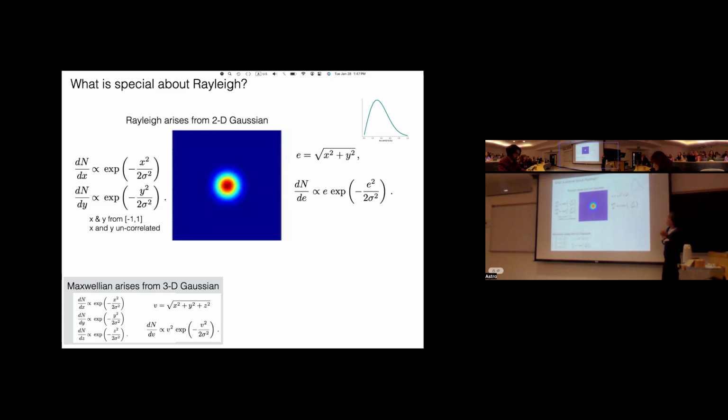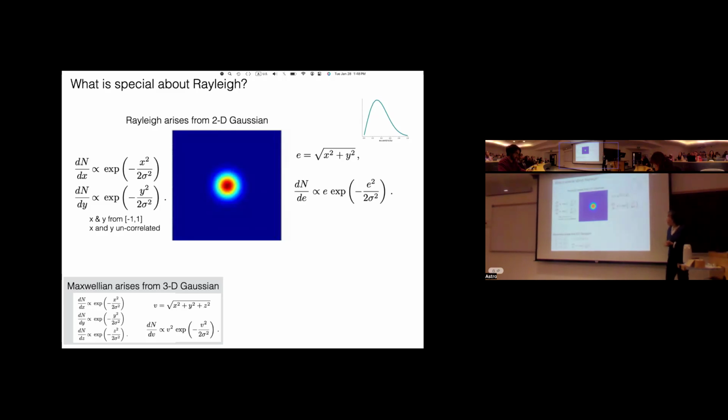Why do I want to bring this in? By the way, for students who are more familiar with this, it's something you see in your statistical mechanics studies. If you have three variables, all three of them Gaussian normally distributed, and you take the radius, you end up with the Maxwellian velocity distribution. One dimension higher, and you can start asking what if it's a 4D Gaussian, 5D Gaussian, whatever.